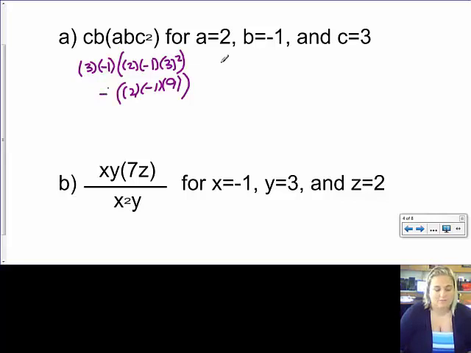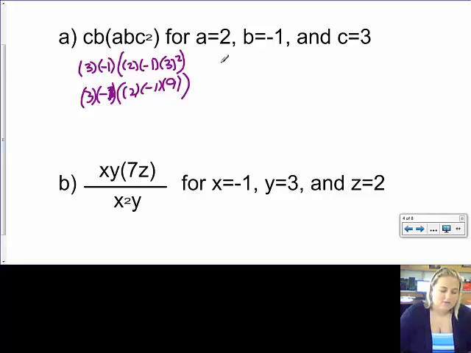Oops, I'm sorry. This is a -1, not a -3. I wrote the wrong thing. My mistake. And 3. At this point, all that's happening is all of this is being multiplied.